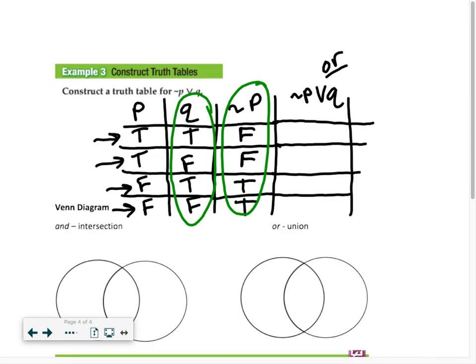So here I've got true, false. One of them is true, so the whole thing is true. Here I've got false, false, so the whole thing is false. A couple of trues, the whole thing must be true, and a false, true. Again, this is an OR, so only one has to be true. Okay, so we've completed the truth table for this. We looked at every case we might need, right?